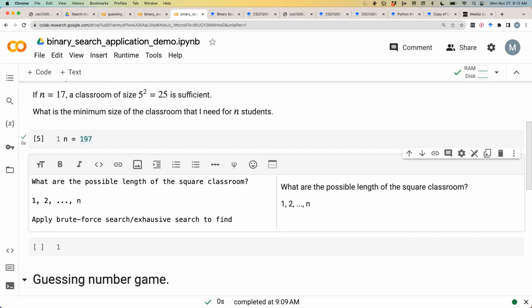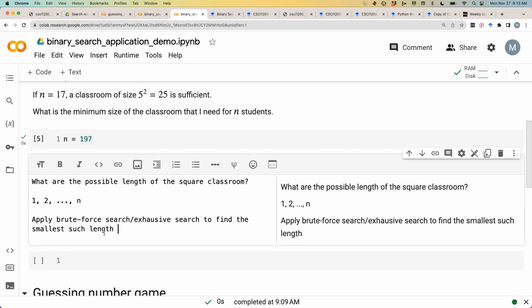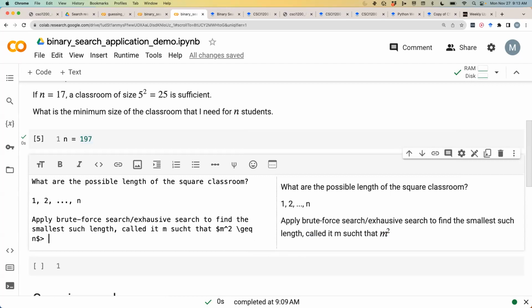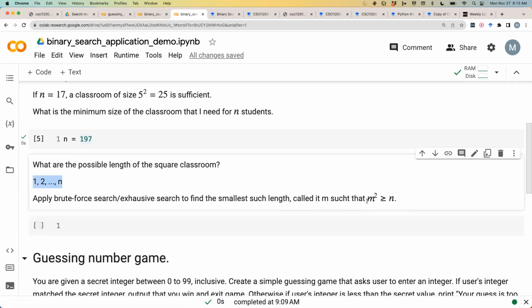To find the smallest such length, we call it m, such that m to the power 2 is greater than or equal to n. The smallest such m in these possibilities, where m is from 1 to n, such that m squared is greater than or equal to n. We only look for the minimum length of the square classroom, and we're going to apply brute force search.